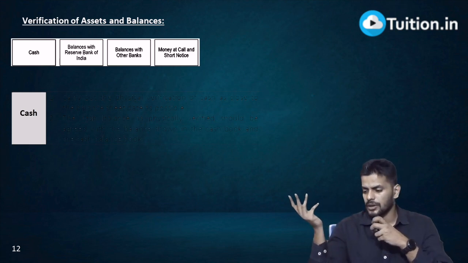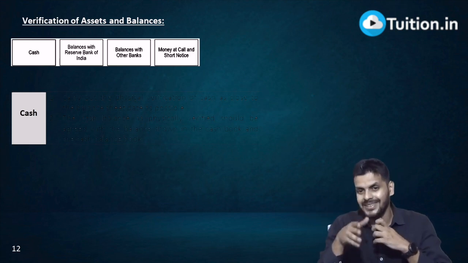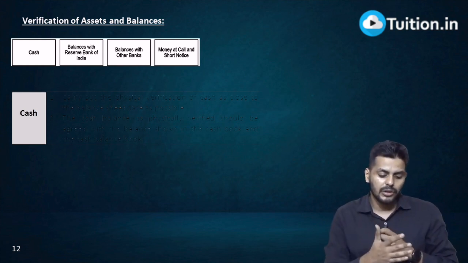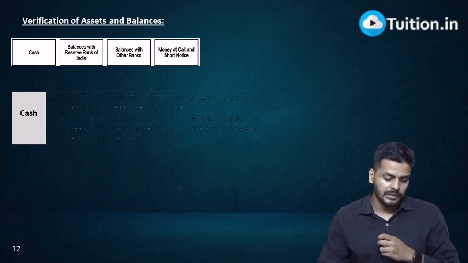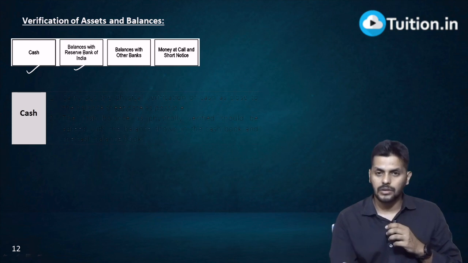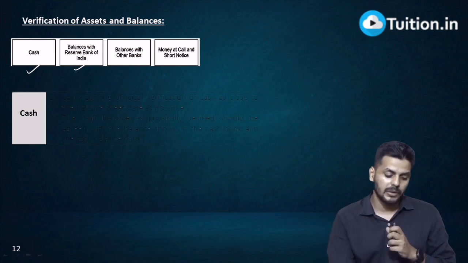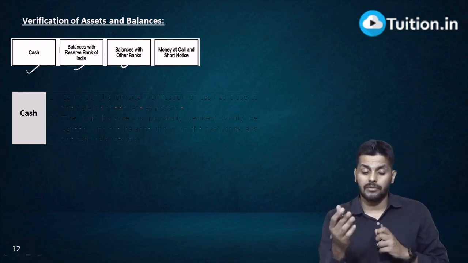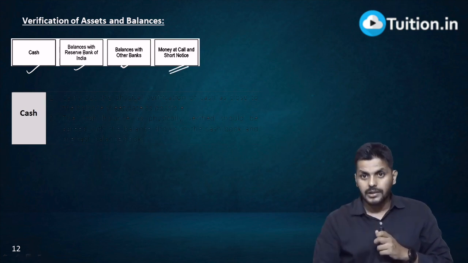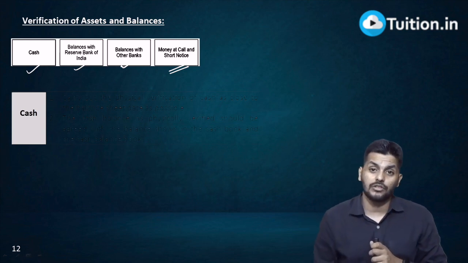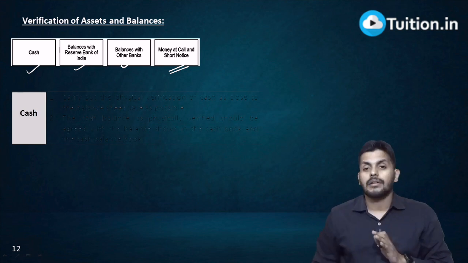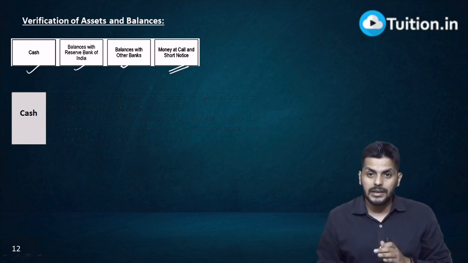I hope we are not going to spend more of the time, because many of these assets and liabilities are quite simple. But if you are talking about the major assets, we're talking about 4: cash, balance with RBI, where you can obviously get direct confirmation from the RBI, balance with other banks, and money at call and short notice. You know how to present all these when it comes to the presentation aspect, because you already did problems in CA Inter Advanced Accounting. But right now let's talk about how we deal with this.